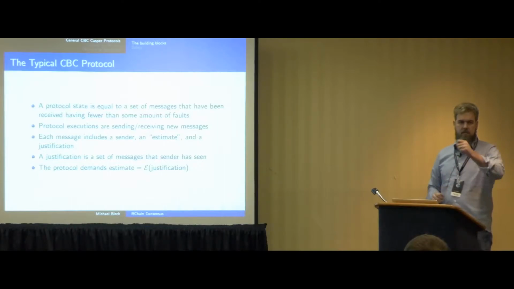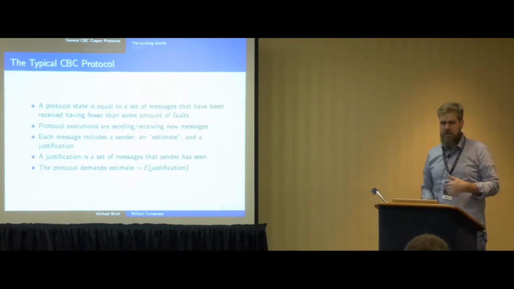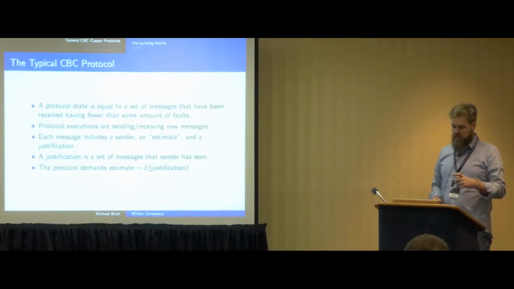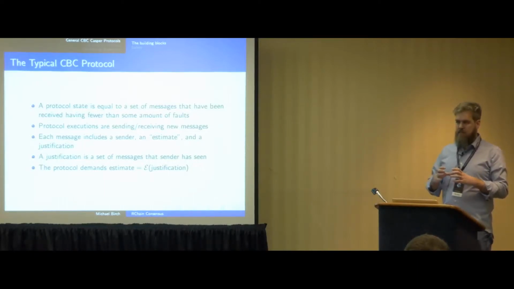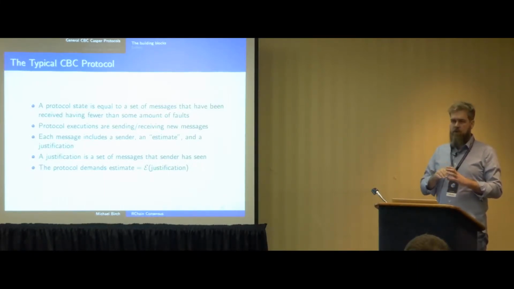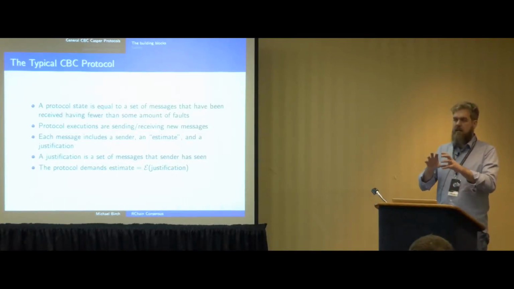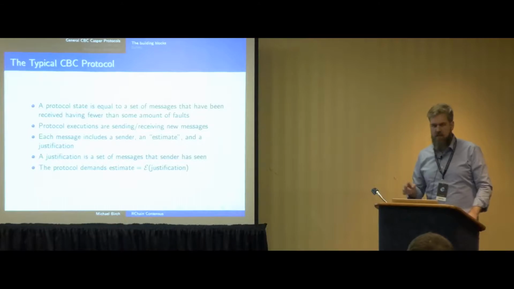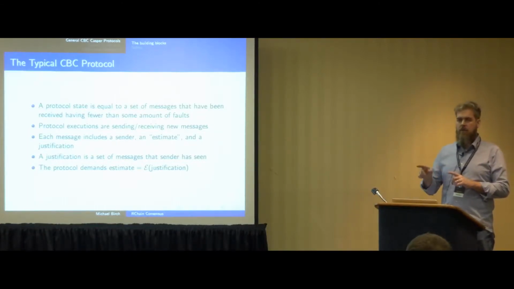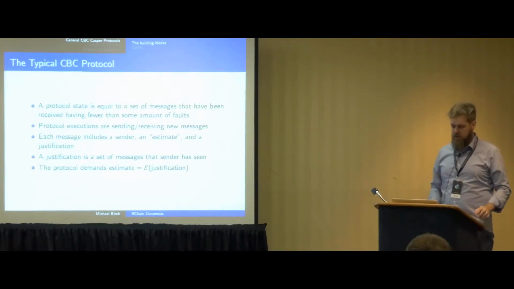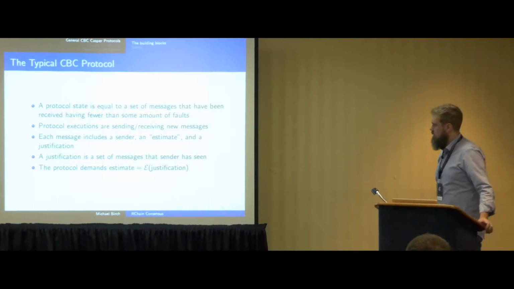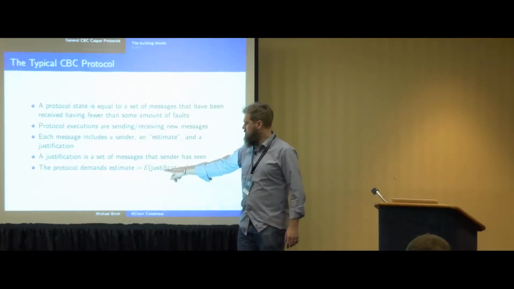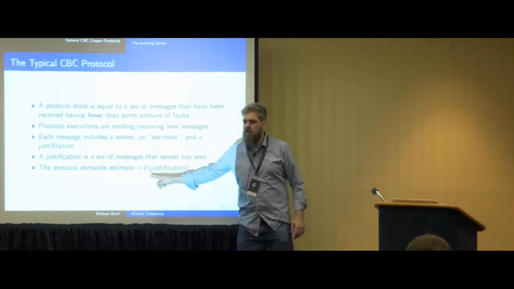Executions are when you send a message to some other validator or you receive a message from some other validator. Each message has a label that says where it came from, the sender, an estimate, which is your view of what the thing you're getting consensus on ought to be, and a justification, which is a set of other messages that you have seen that inform your decision about what this estimate should be. So the protocol demands that given the justification, there's only one thing that the estimate could be, and that's determined by the function E.